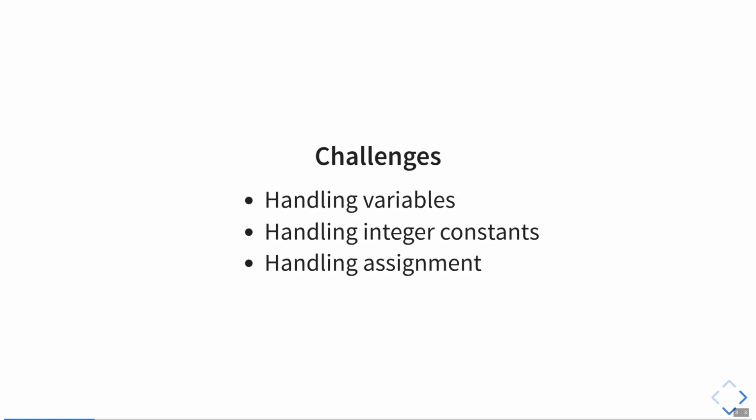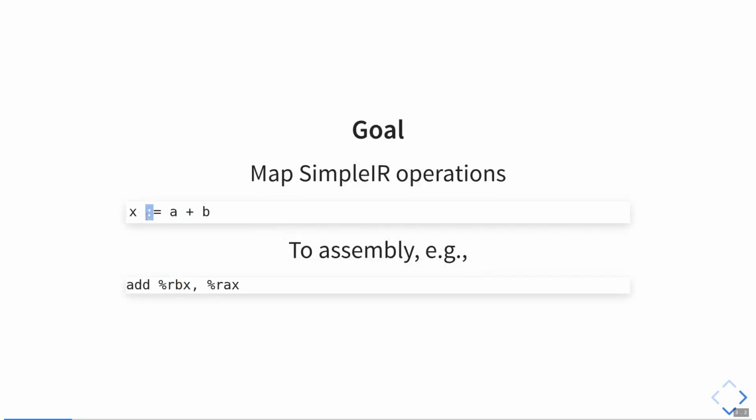So there's some challenges with doing this, that we have to handle the variable and integer constant operands, and we also have to handle the assignment that we have, because as you can see here, we always have to have an assignment for arithmetic operations in simple IR. So there's three things going on here: the operands and the assignment, and then also the operator itself, but that's not going to be a big deal, as we'll see later.